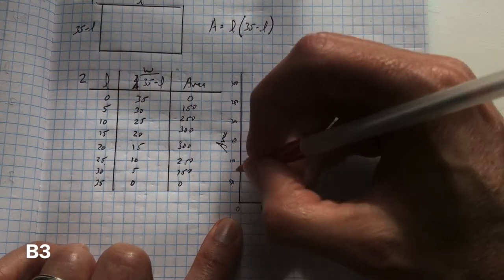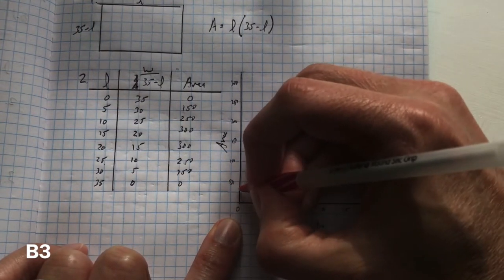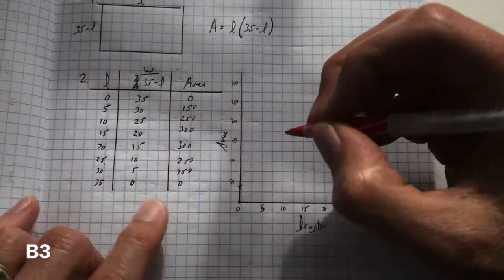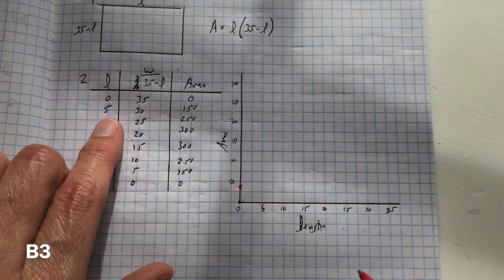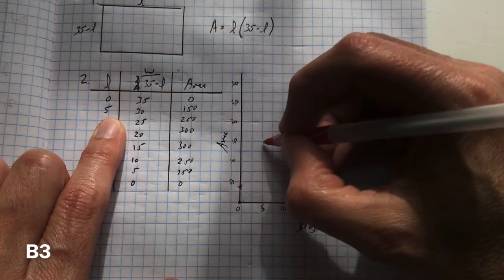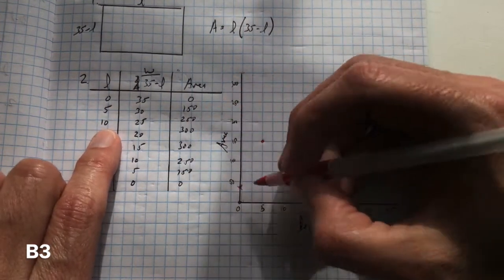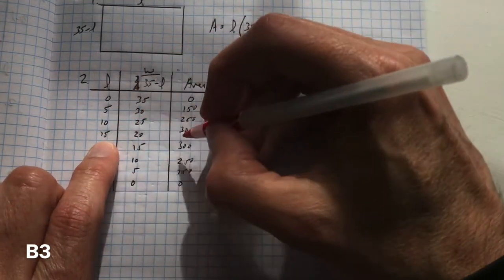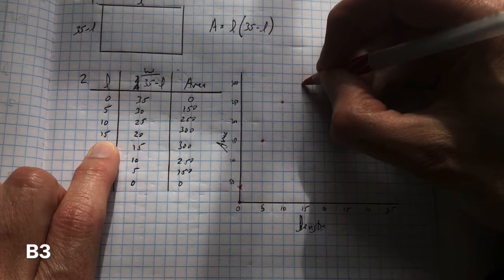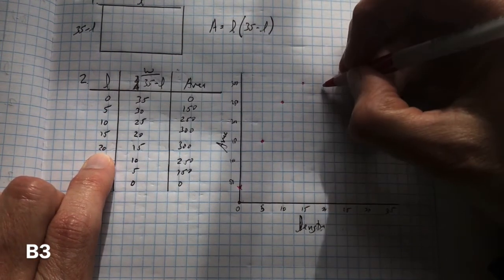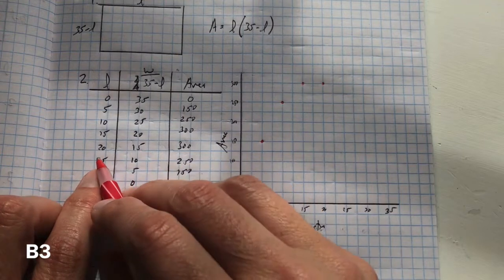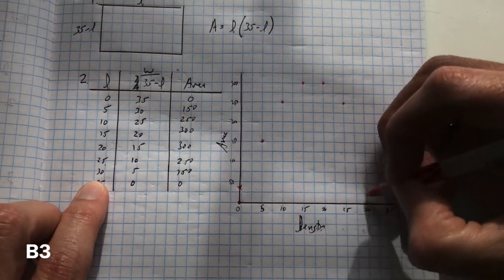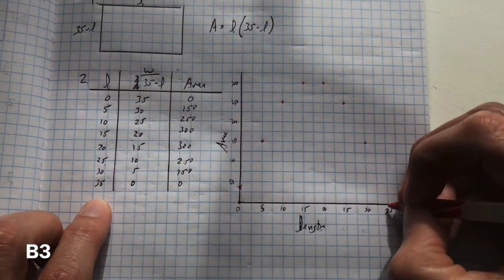So 0, 35 is going to end up being, right, that'd be 25, so 0, 35 is going to be, oh, no, 0, 0, my mistake. Shoot, 0, 0, sorry. 5, 150, 10, 250, 15 is going to be 300, 20 is going to also be 300, 25 is going to be 250, 30 is going to be 150, and 35 is back down to 0.